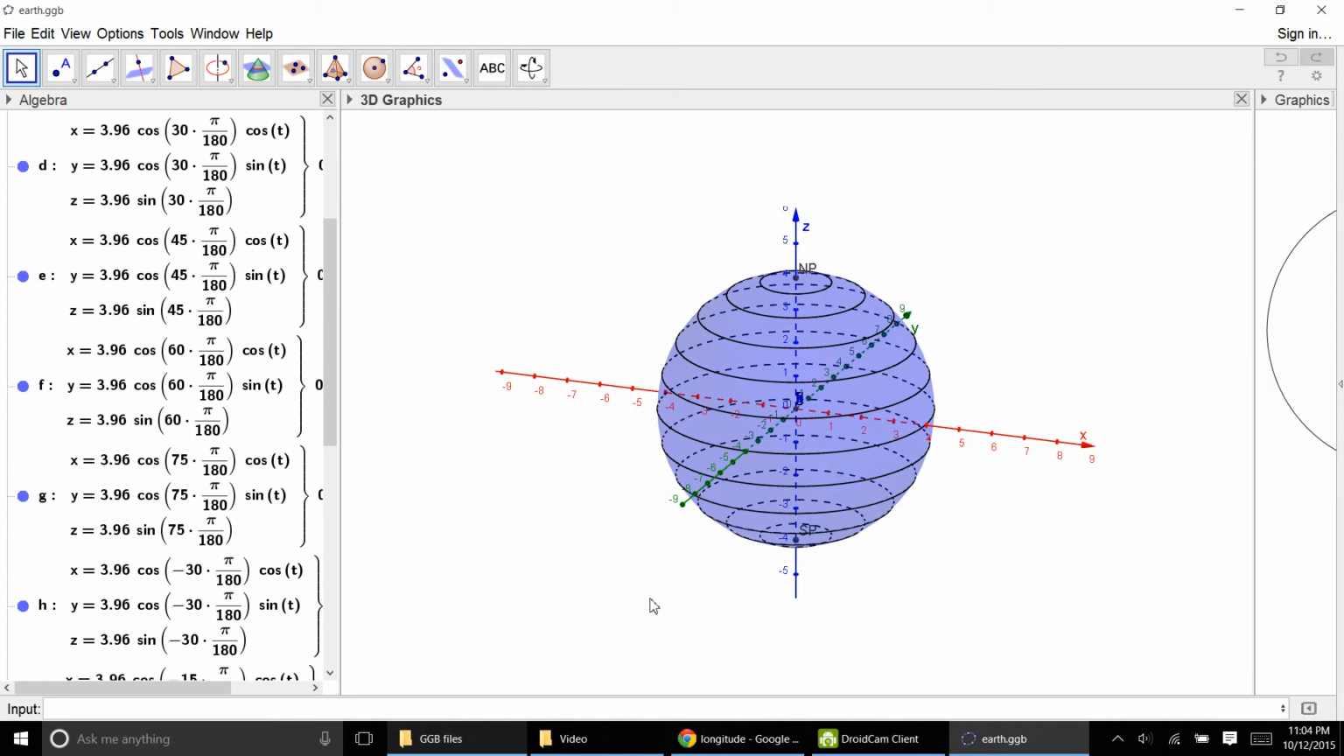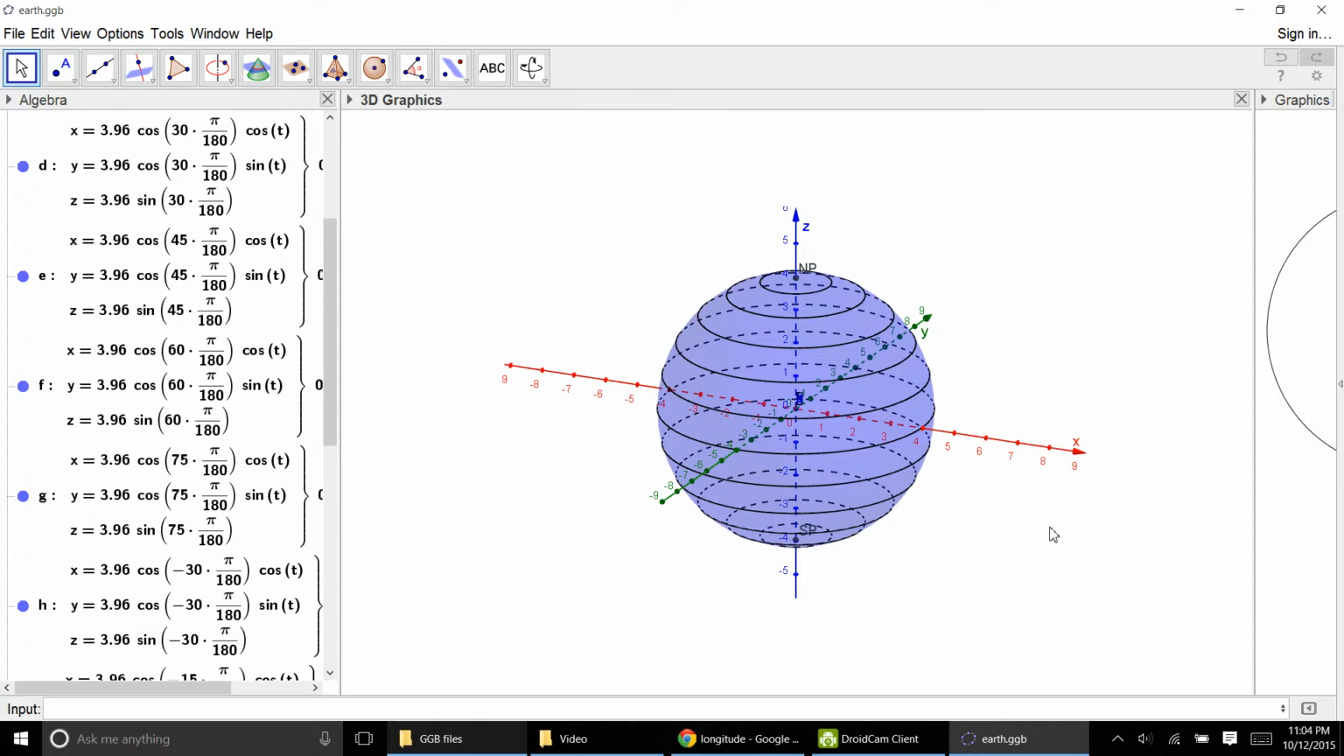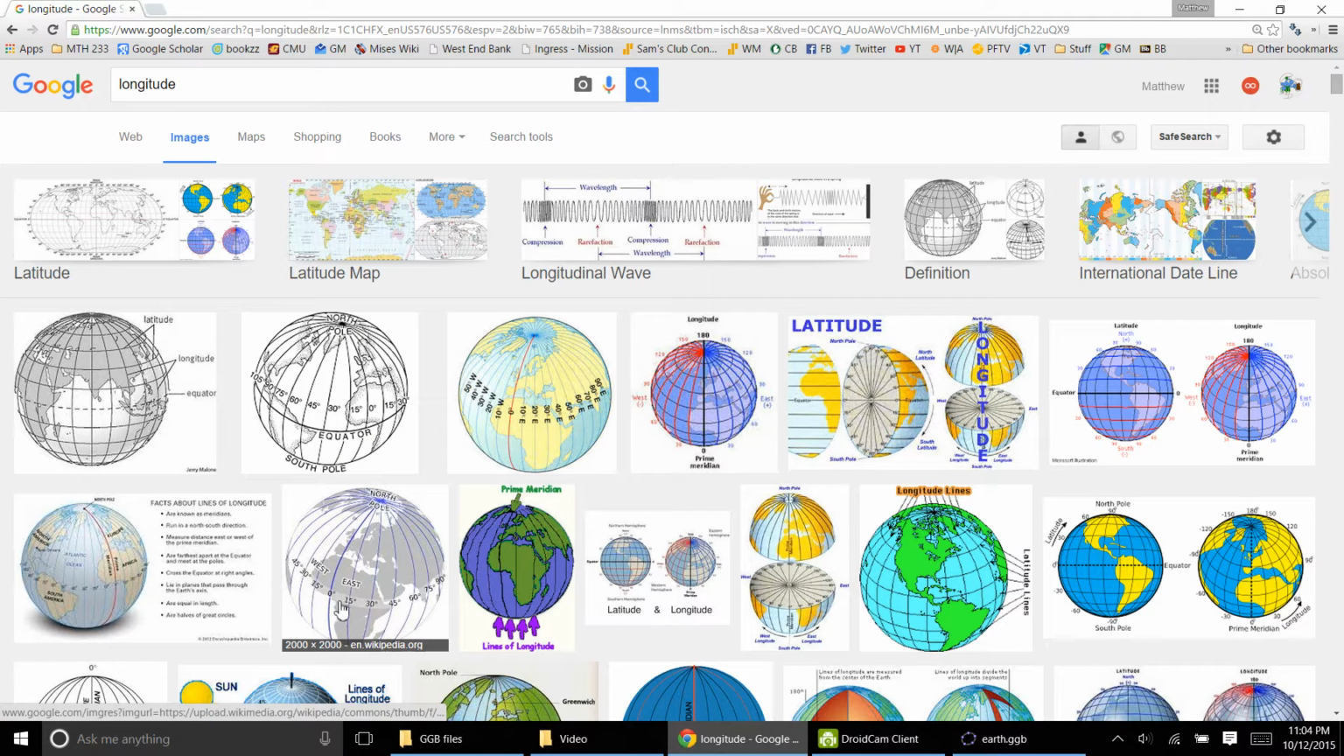The way they do it on the Earth is they go through Greenwich, England. They have this prime meridian. They call it the prime meridian, and it goes through this city called Greenwich, England. It's totally arbitrary, but that's what they do.